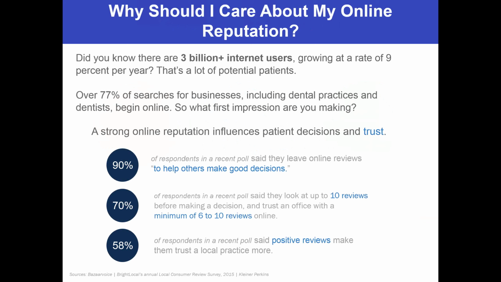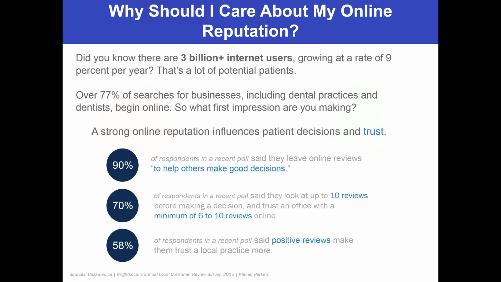What that means for your practice is this is a lot of potential patients that are looking up practices in the area online. And so we want to make sure that when they're looking up these practices, looking up your practice, it's really easy for them to decide to visit you over maybe a competitor down the street.